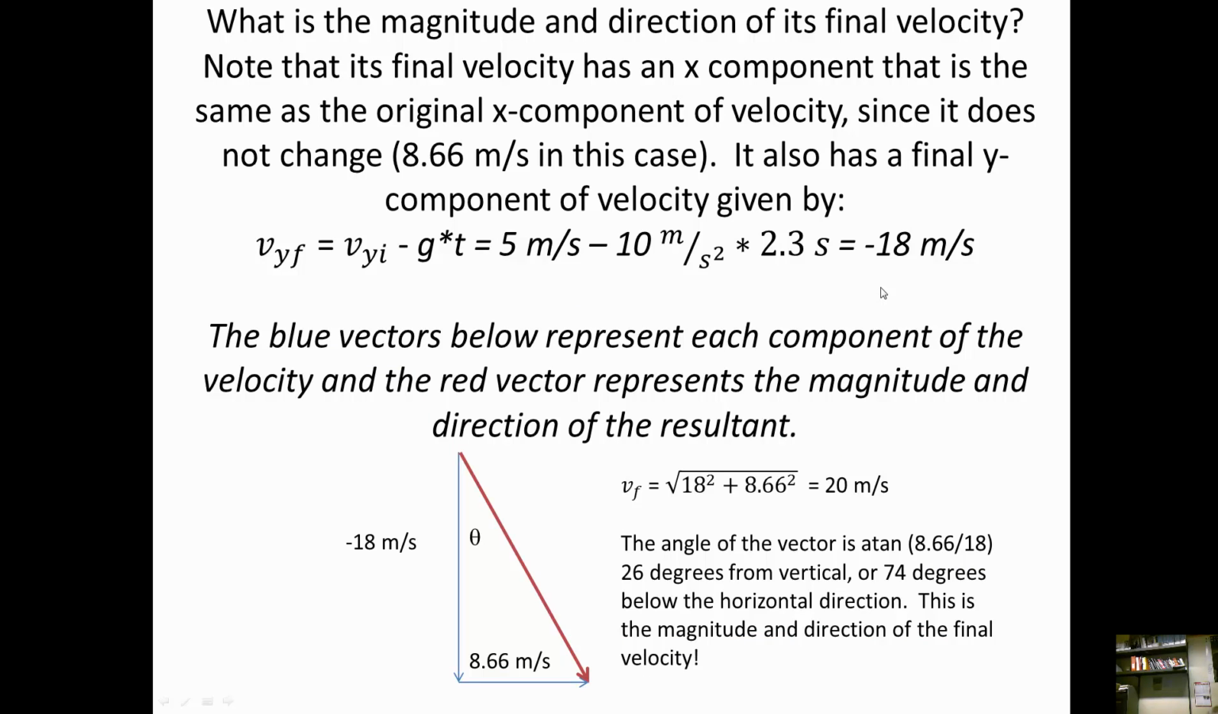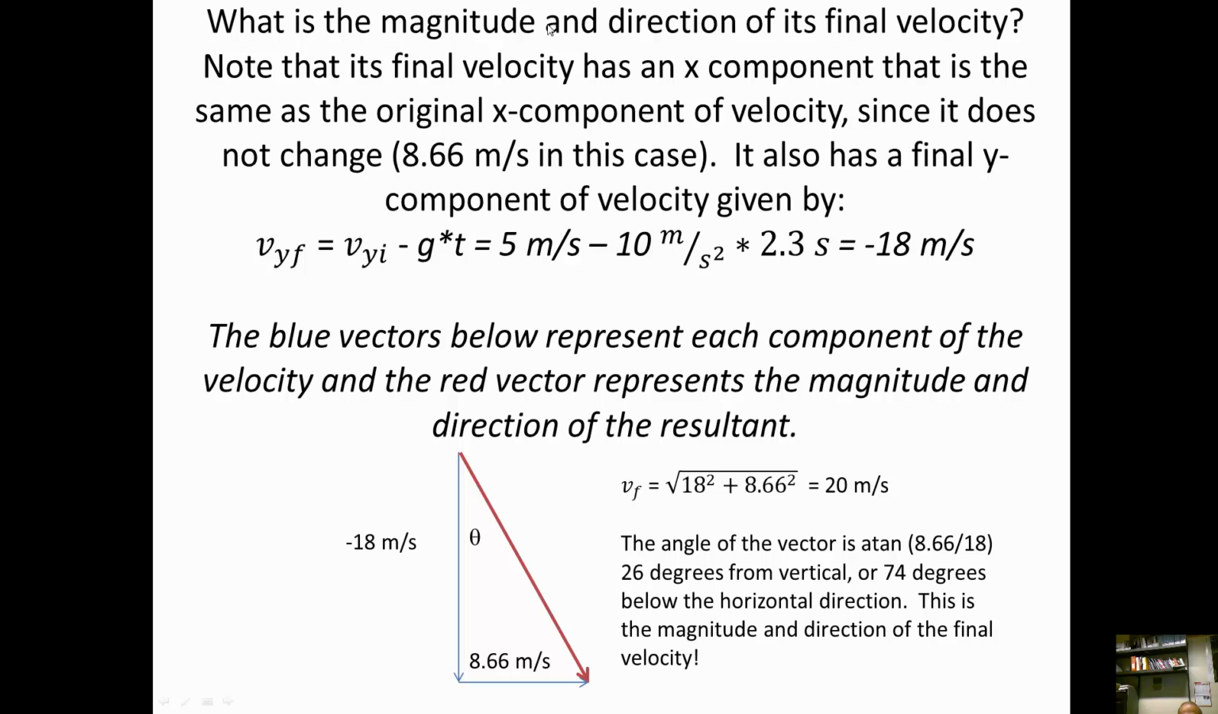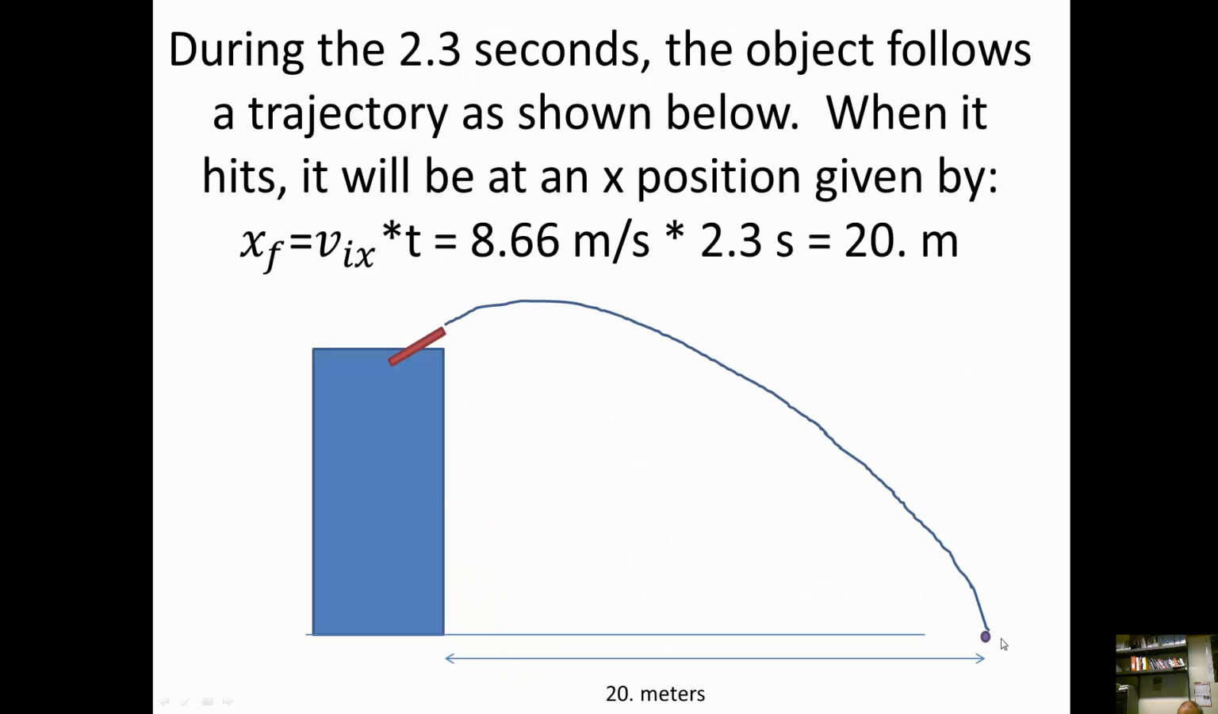So the first two parts of the problem have now been answered. Now I'm interested in determining the angle and the direction of the final velocity of the object. And remember, the final velocity is, if I go back to the previous slide, the velocity of the object right here, right before it's about to land. Notice that it has both an x component, which is the 8.66 meters per second, because that doesn't change, and it also has the y component.